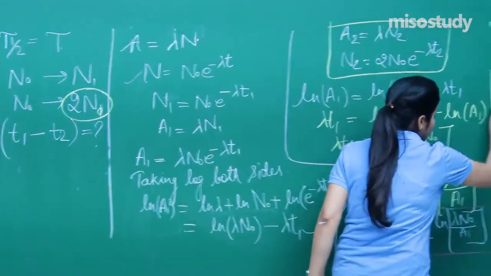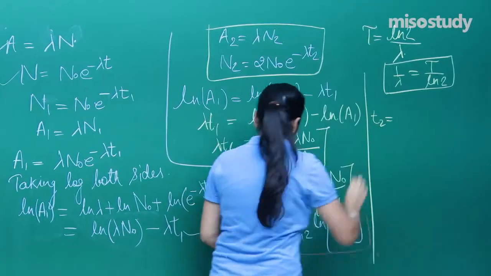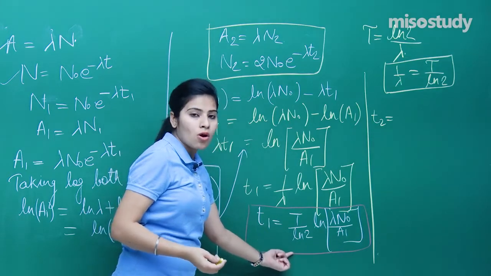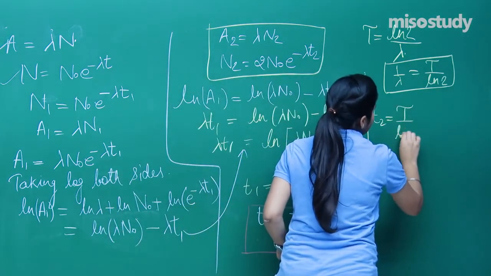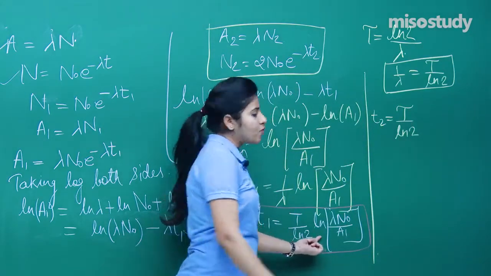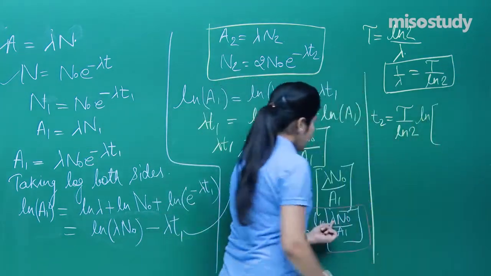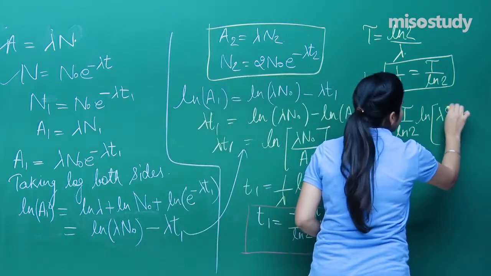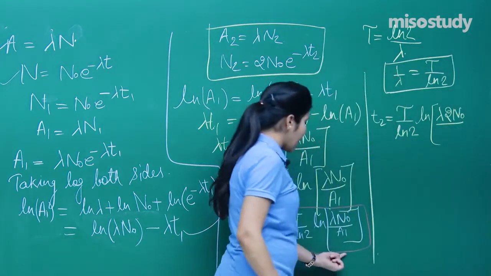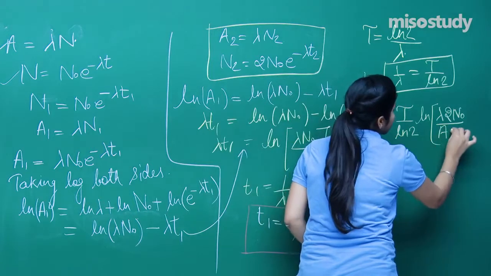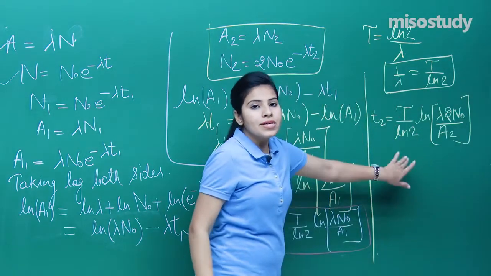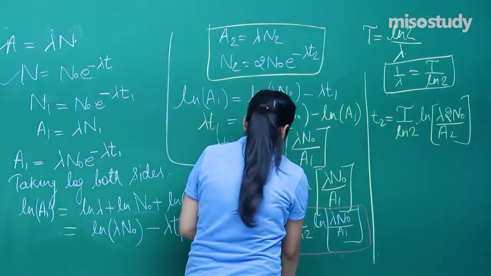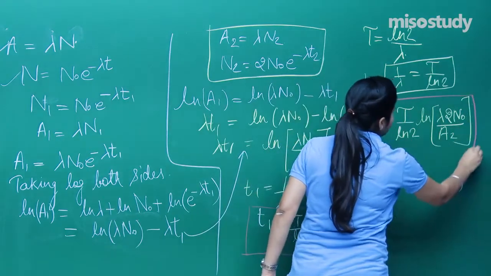So I can write the final equation for you. Your final equation will be T2 equals to, just come with me and speak with me, what will be the T2? T2 will be T upon log 2 log of λ2N0. For the second case, it will be λ into 2N0 divided by A2, because we are taking the case of A2. So this will be the equation for T2. Now we finally have the equation for both T1 and T2.